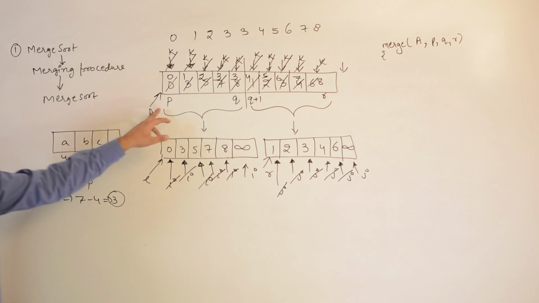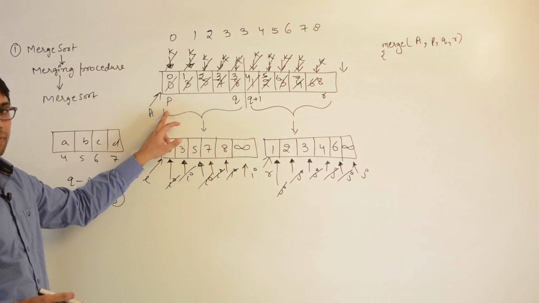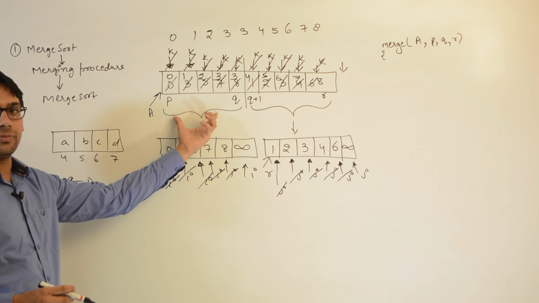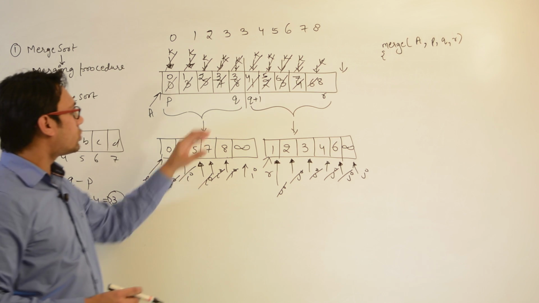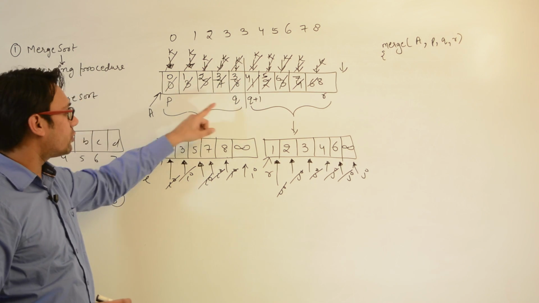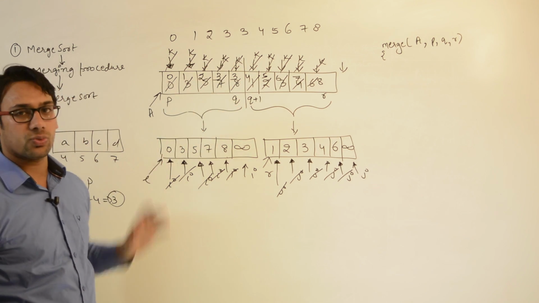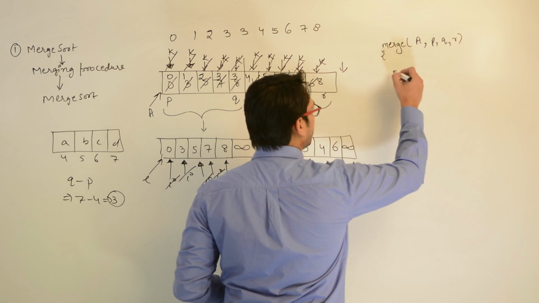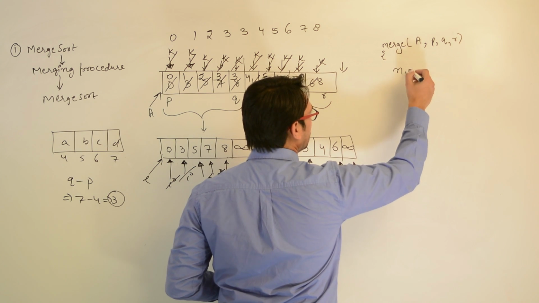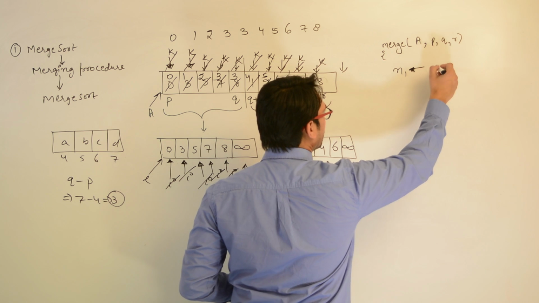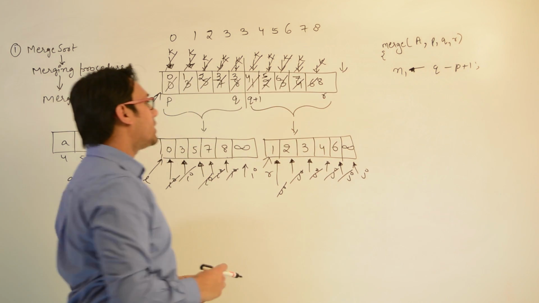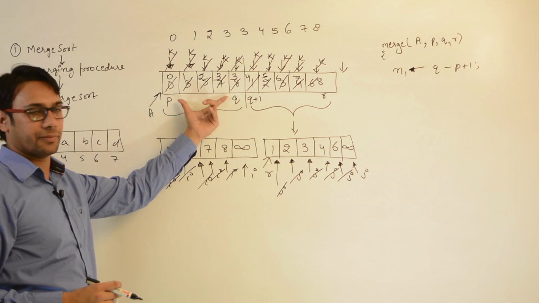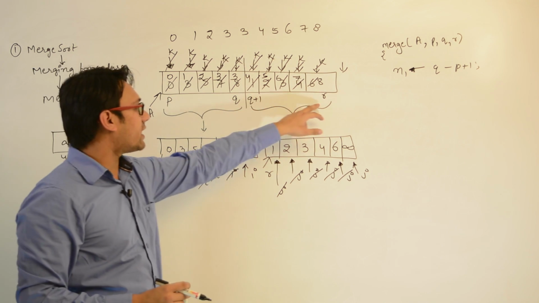In the same way, whenever you make Q minus P, you are going to get a count which is 1 less than the original number. Okay. So to get this size, we have to make Q minus P plus 1. So we are going to take a variable n1, which is going to store Q minus P plus 1, and this is just going to tell us the size of this array. Now we want to find the size of the other array.